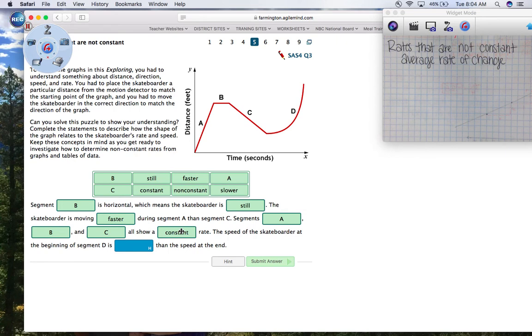And then the speed of the skateboarder at the beginning of segment D is blank than the speed at the end. So if you look at the beginning of D, see how it's almost flat, and then D at the end of it, it's almost straight up. So it is slower at the beginning than at the end.